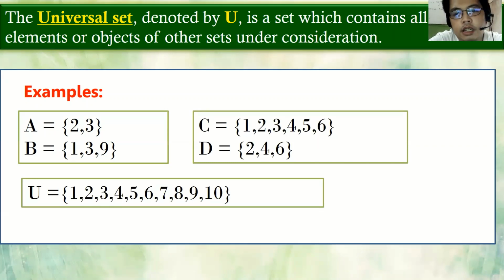I say, in the USTP students, for example, if we define the set as all students in the university, then the universal set will be all the students found in USTP.